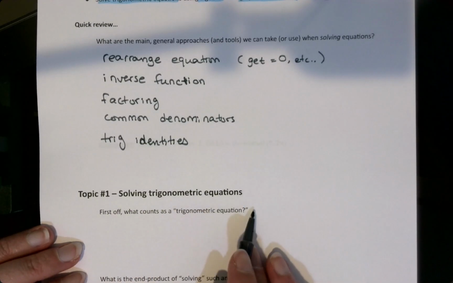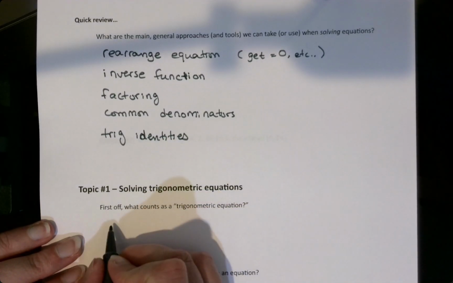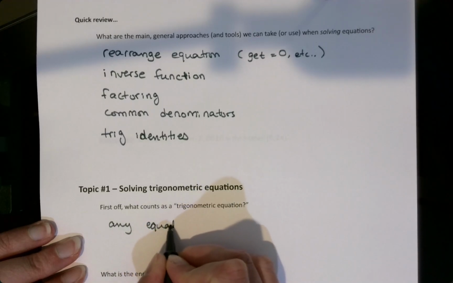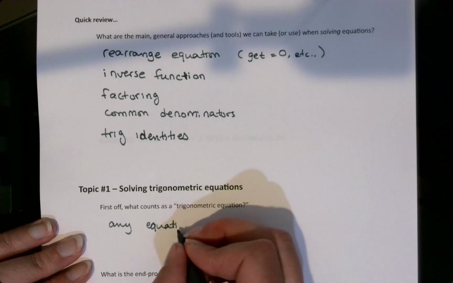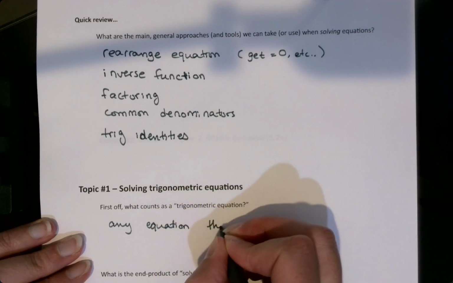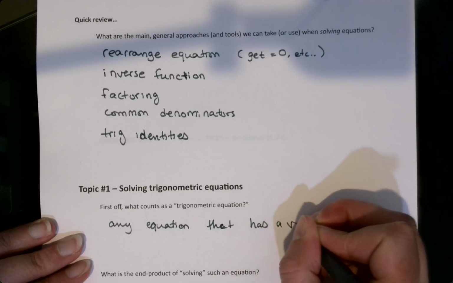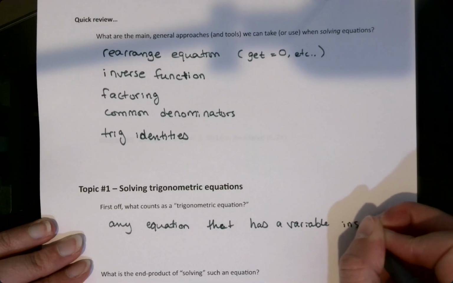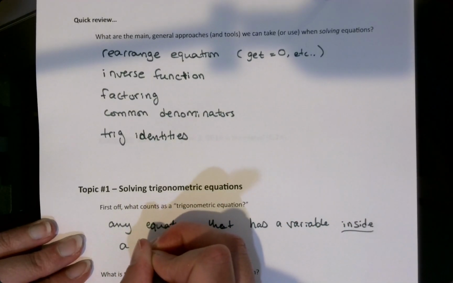When we're solving trigonometric equations, first off, what counts as a trigonometric equation? It's going to be any equation that contains a variable inside of a trig function. So any equation that has a variable that's somewhere inside any of our trig functions.